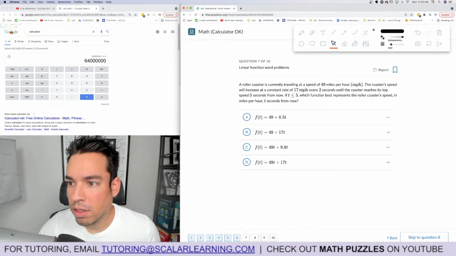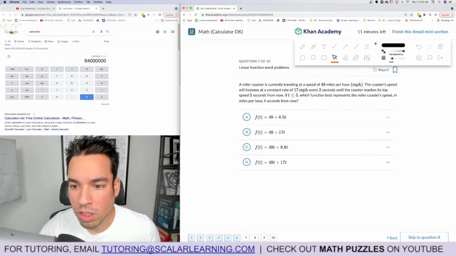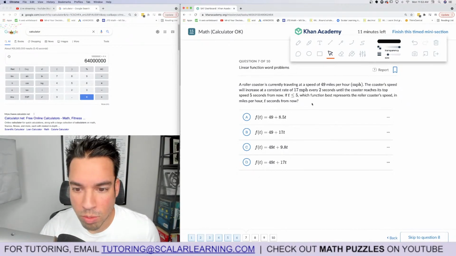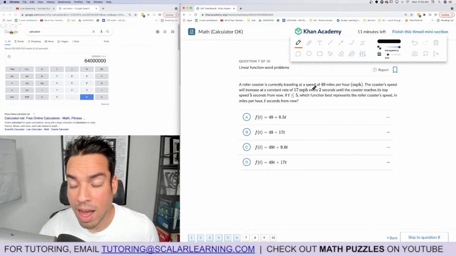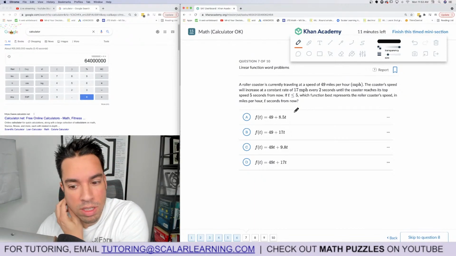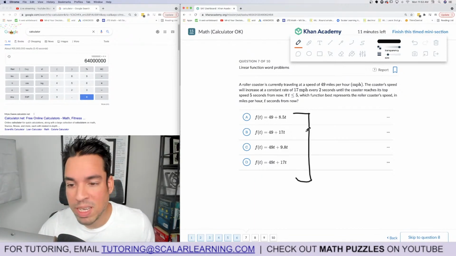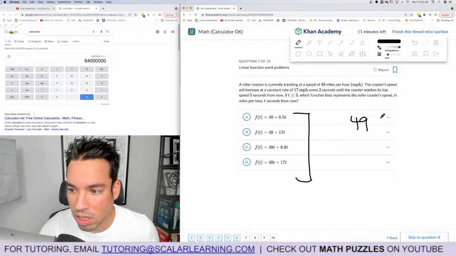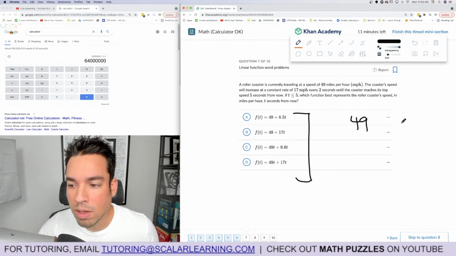A roller coaster is, let me look at the time. A roller coaster is currently traveling at a speed of 49 miles per hour. The coaster speed will increase at a constant rate. Okay, I can already tell, and look at the answer, you know it's some linear equation. I'm going to just piece it together as I go. So it's currently traveling at 49. That's the y-intercept. The coaster speed will increase 17 miles every 2 seconds.